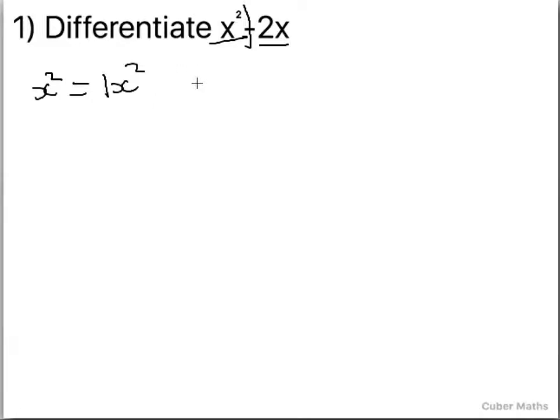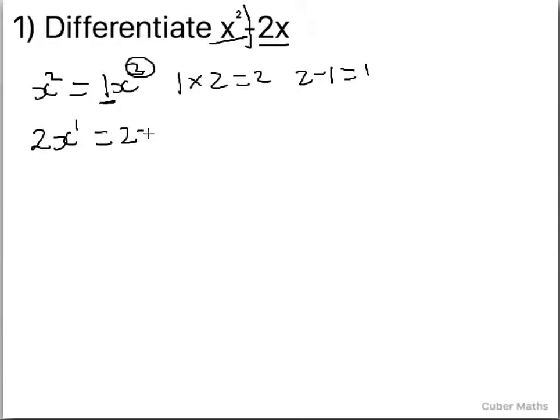Now in differentiation, what we're going to do to start with is take the 1 in front, so 1, and times it by the power. So in this case 1 times by 2, which is going to give us 2. So we write that underneath, 2. And the next thing we're going to do is take 1 from the power. So here the power is 2, so if we do 2 take away 1, it's going to leave us with 1. So if we write that down here, it's going to leave us with x to the power of 1, which is just equal to 2x.